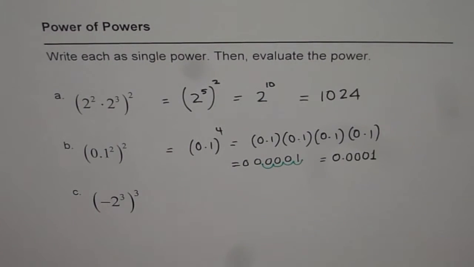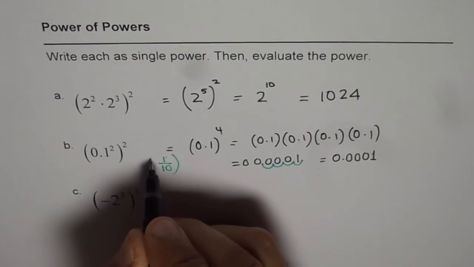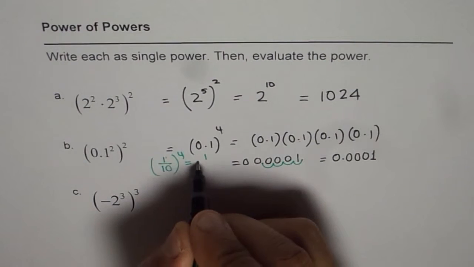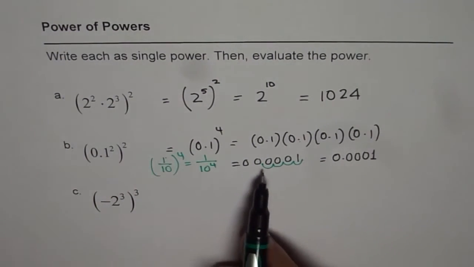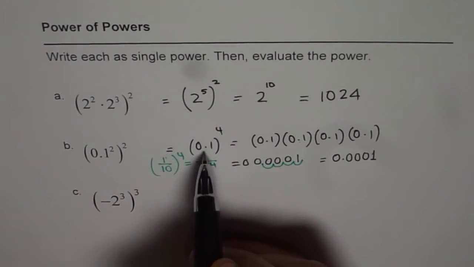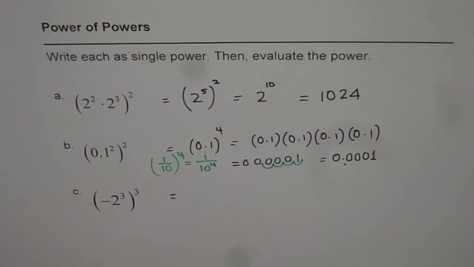Think like this. 0.1 is 1 over 10, so 0.1 to the power of 4 is 1 over 10 to the power of 4, right? So that is what you get. That's an alternate way of thinking about it. Well, as far as this question is concerned, as a single power, that is the answer, and this is when we evaluate, right?